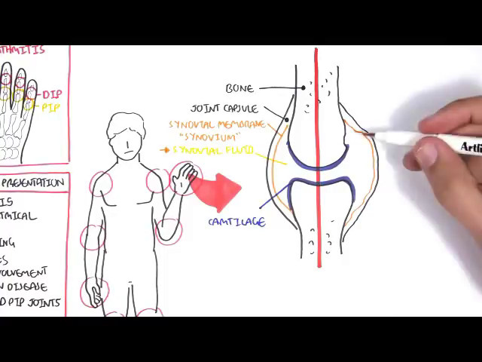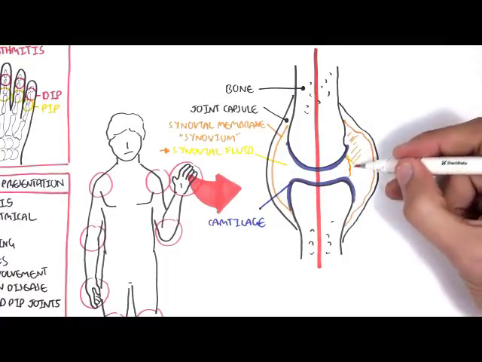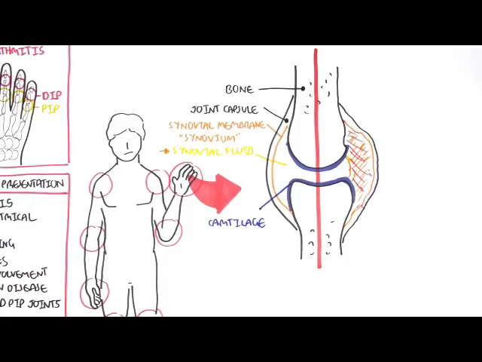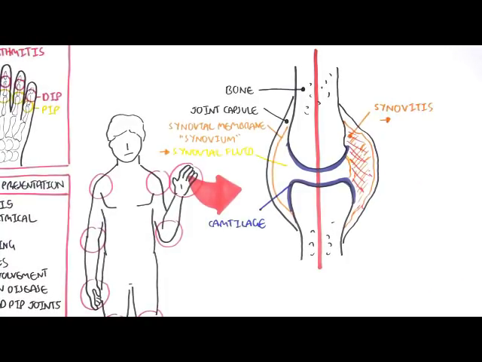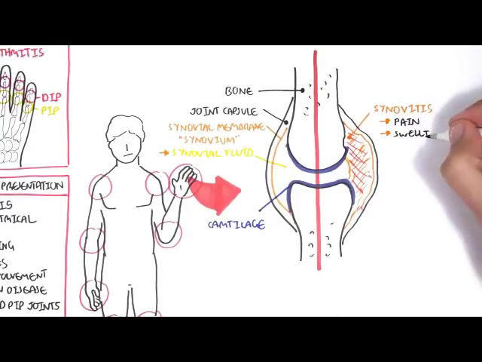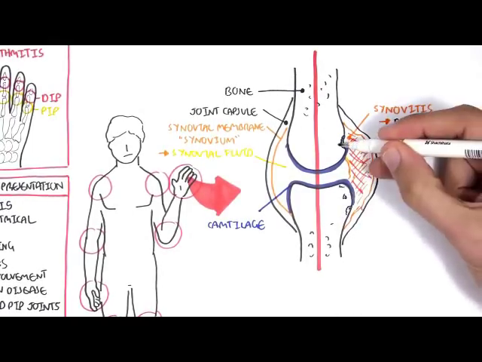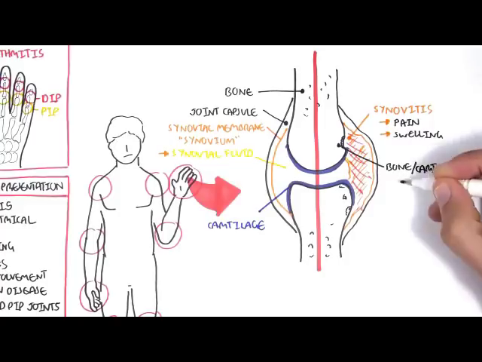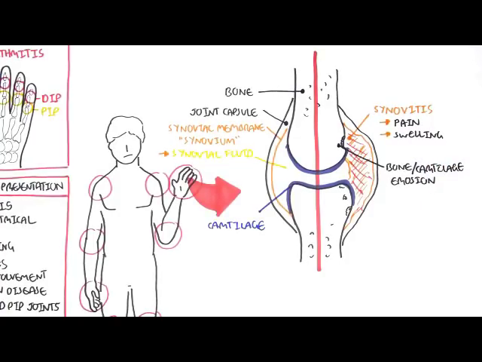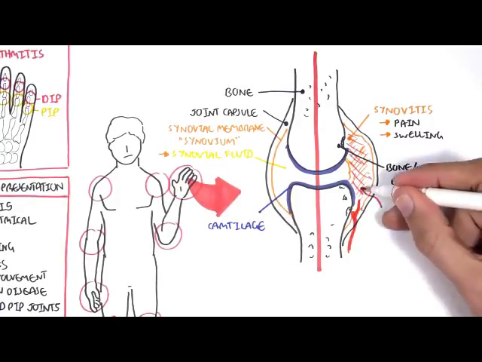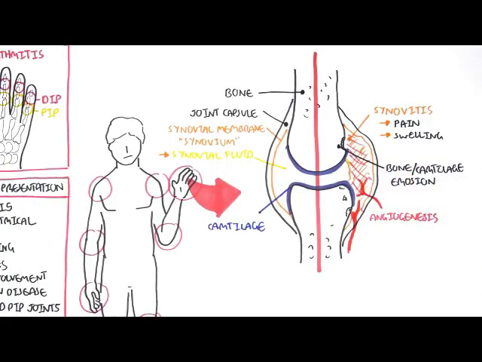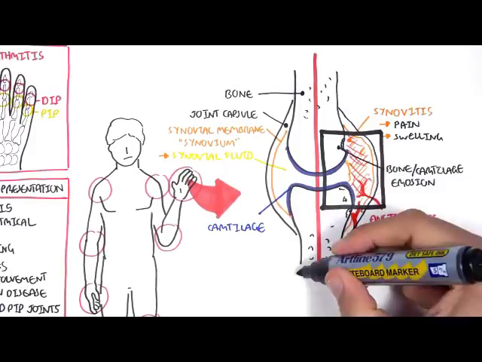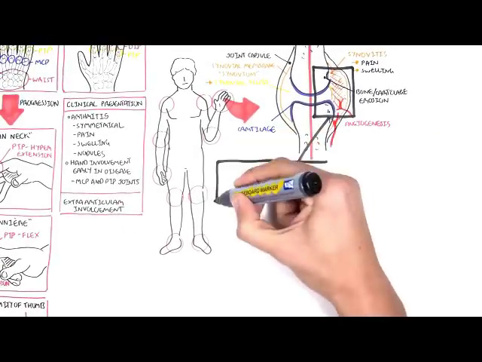In rheumatoid arthritis, you essentially have inflammation of the synovium, of the synovial membrane. You have synovitis, and this causes pain and swelling, which occurs in rheumatoid arthritis. This also leads to bone and cartilage erosion, breakdown. Another feature we can see in the joints of rheumatoid arthritic patients is angiogenesis. So that was the macroscopic view of the joint, just an overview.